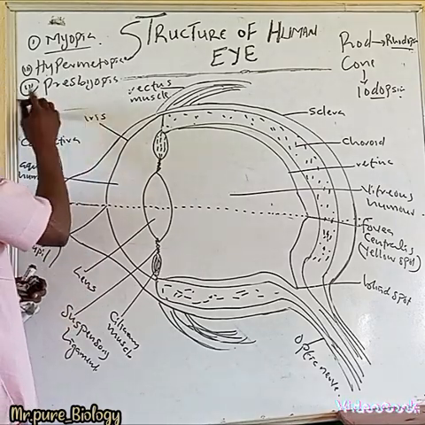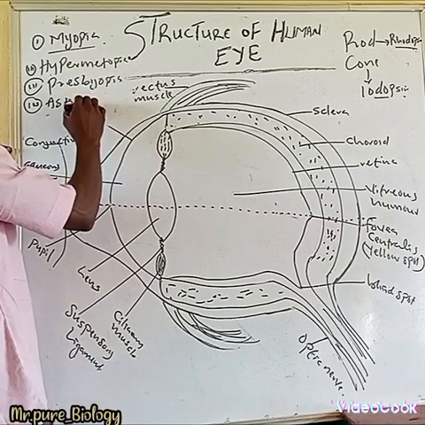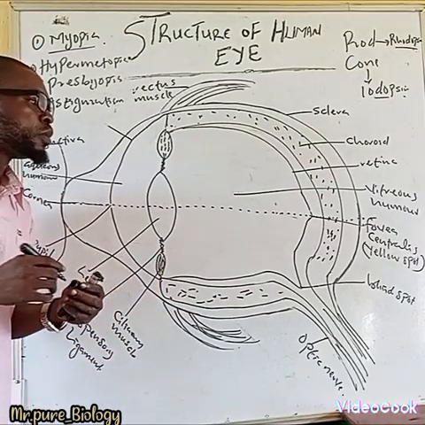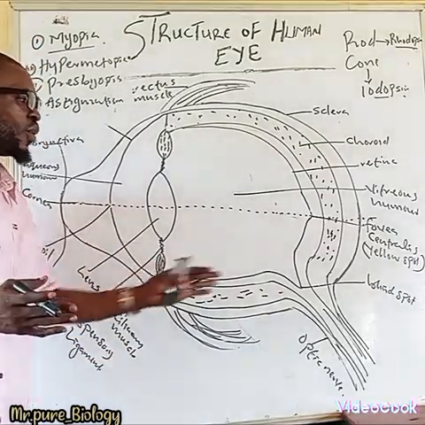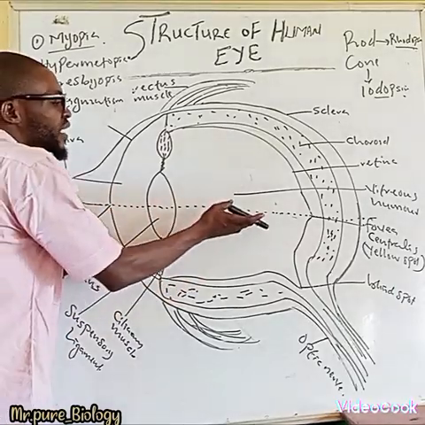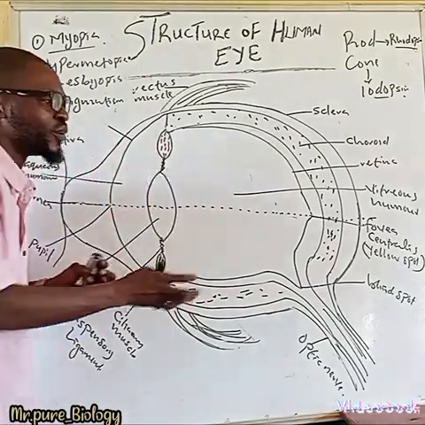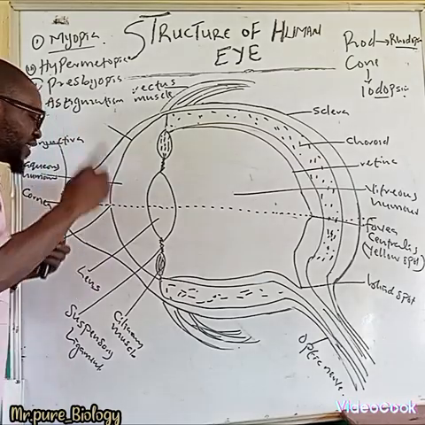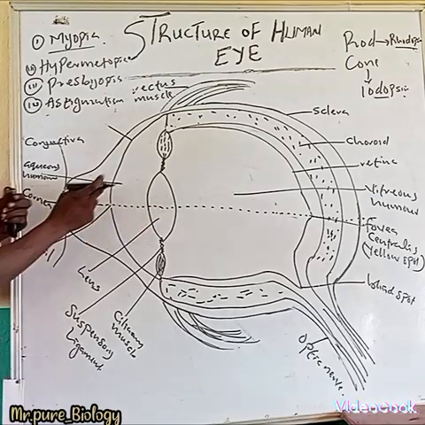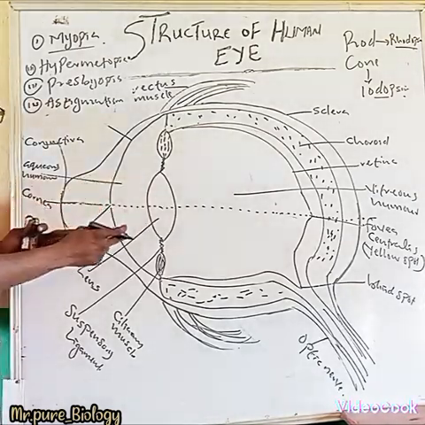The fourth one is what we call astigmatism. This is a condition where the image will be blurred on the retina. It is a result of the light that enters the eye not being evenly focused, not evenly distributed on the retina. And this occurs as a result of the curvature of the lens. It could be the curvature of the lens or the curvature of the cornea, or even both.